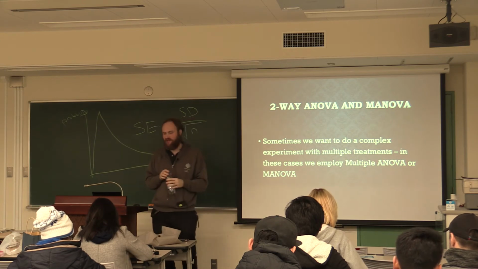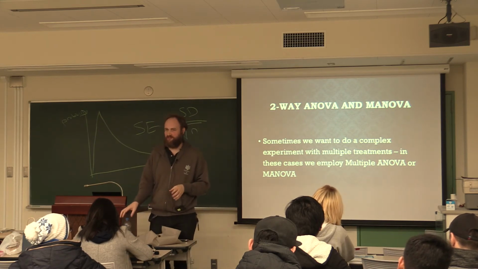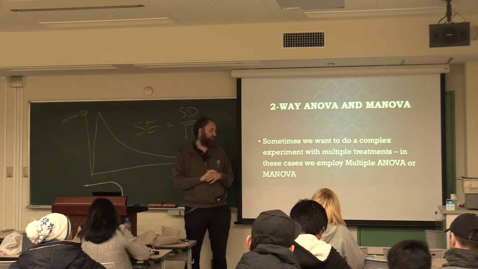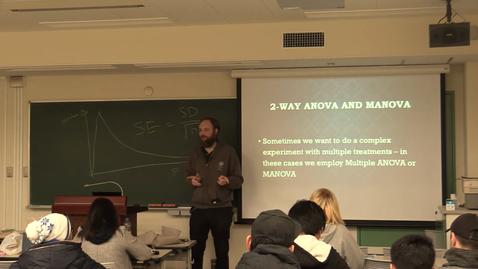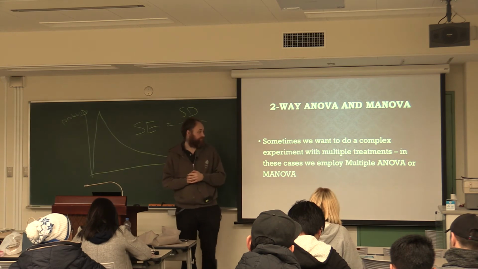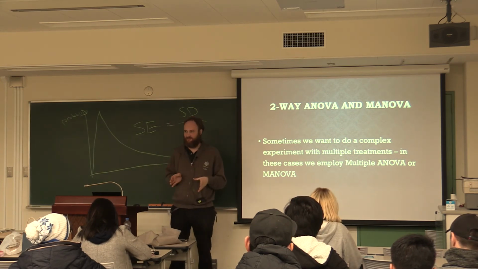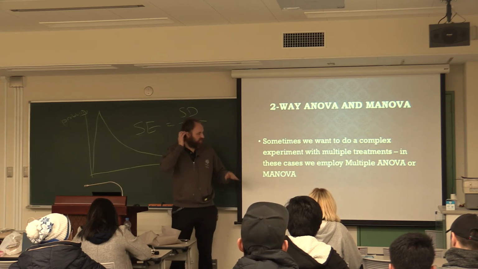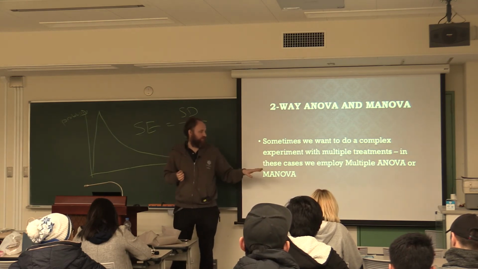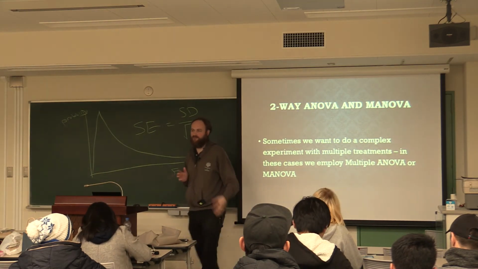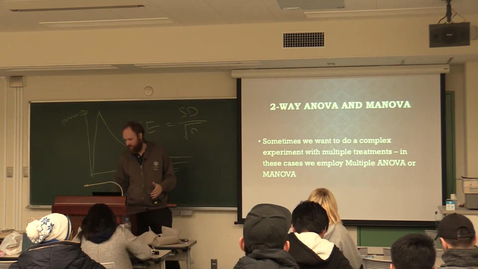Okay, let's imagine we want to do a more complex experiment. We're going to do an experiment called a 2x2 factorial experiment. It's going to be my example. We're going to do a complex experiment with multiple treatments, and in this case, you're going to use multiple ANOVA, or MANOVA. So this is more complex, so I'm going to give you an example.